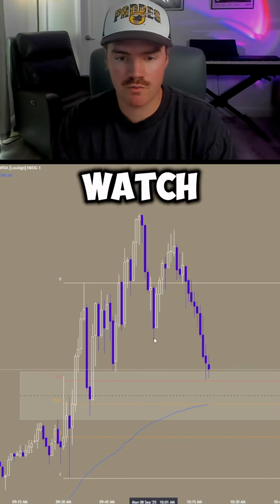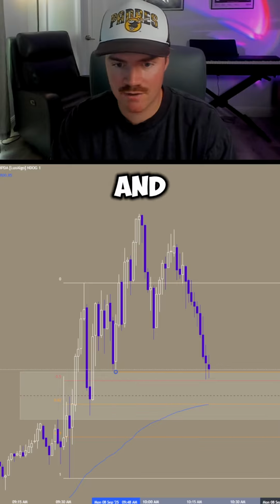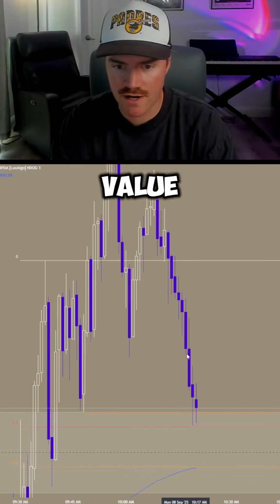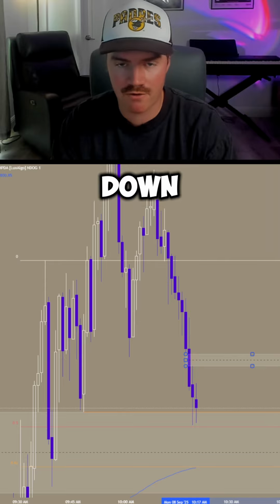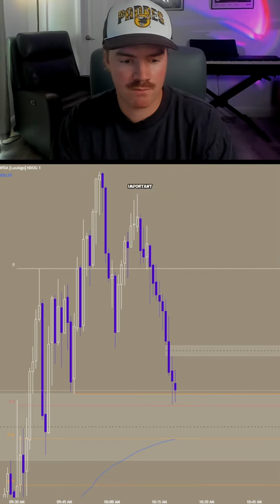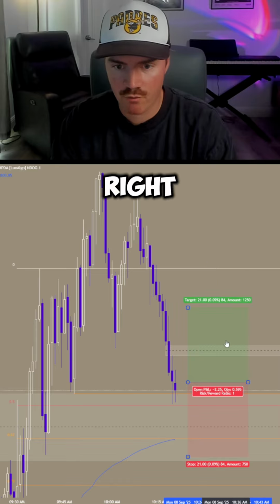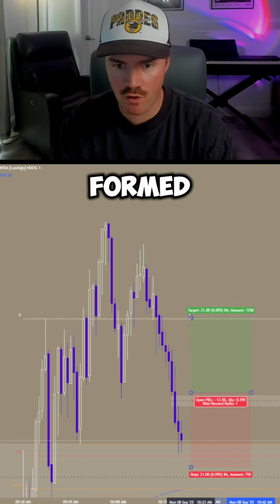So all you need to do is just watch price sweep liquidity like this, and while it's sweeping that liquidity and trading into the 15-minute fair value gap, look for a 1 minute fair value gap that is formed on the move down. And the reason that 1 minute fair value gap is important is because I know that once price closes above that FVG, we're going to run right back to those internal highs that we formed a few minutes before.